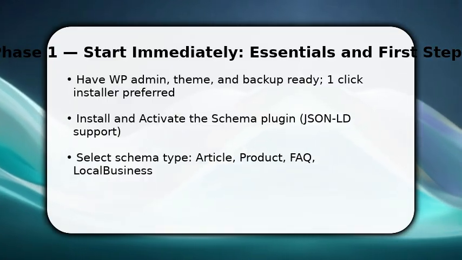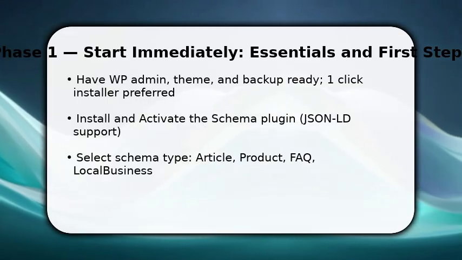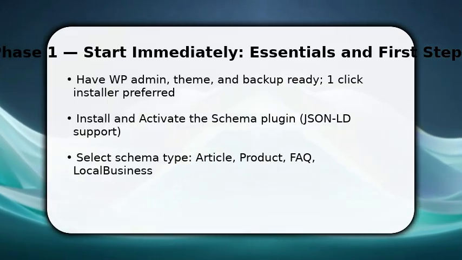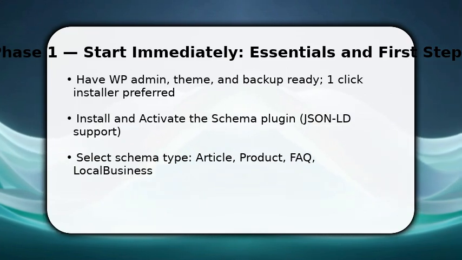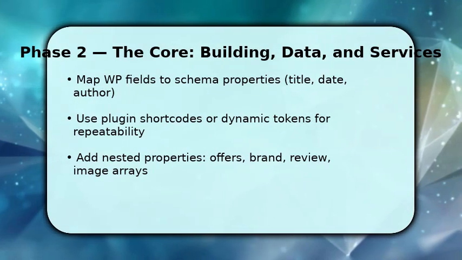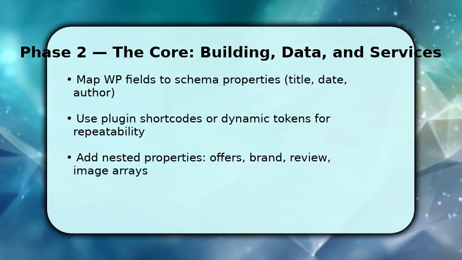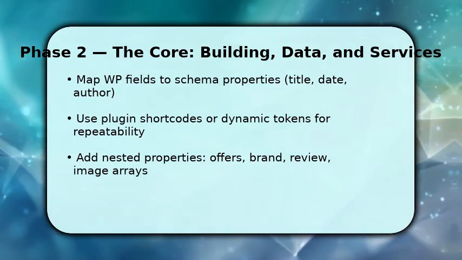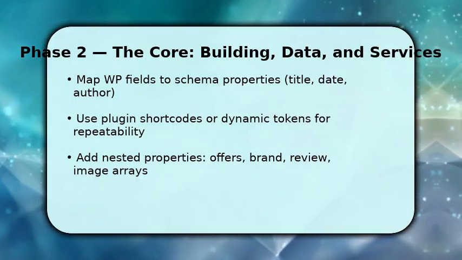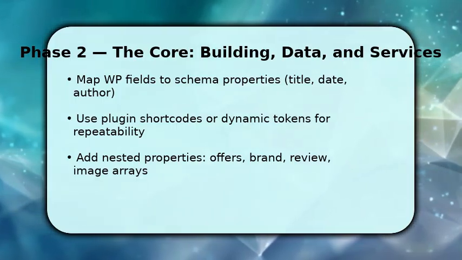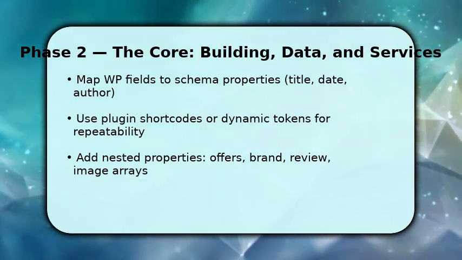You'll see basic fields like title, description, image. Fill those first, so the plugin can generate structured data immediately. Next, you configure the schema properties so search engines read your content correctly. You map WordPress fields, title, date, author, to schema properties using dynamic tokens or shortcodes. This ensures every post inherits the template.